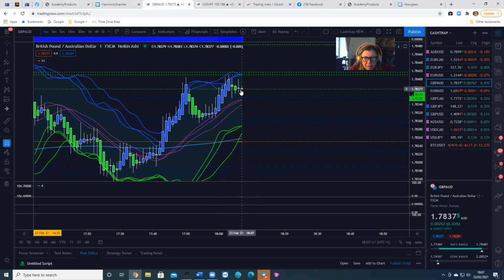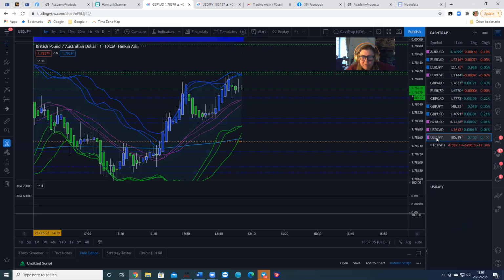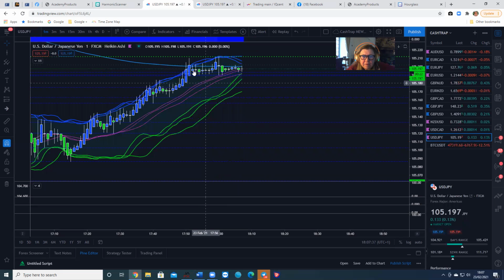So calls only, but it needs to come back to at least 1.78354 as a pullback in order for us to have any confidence to take that for a call. And normally we don't like taking trades off that middle area. No. USD JPY, as we've said, that's gone into no man's land.